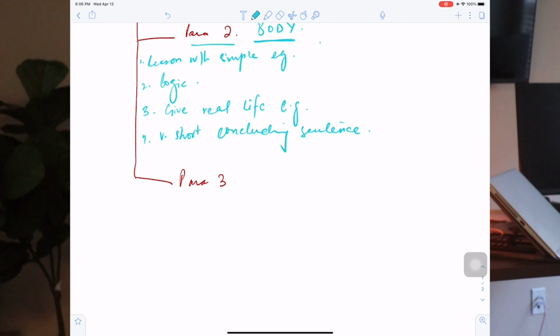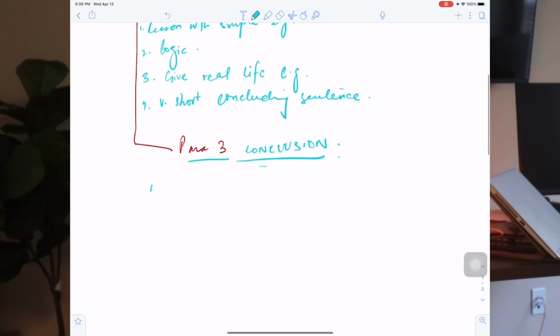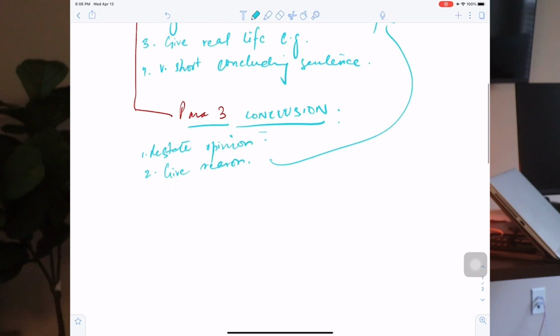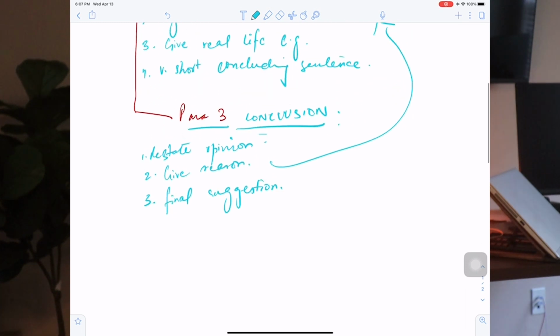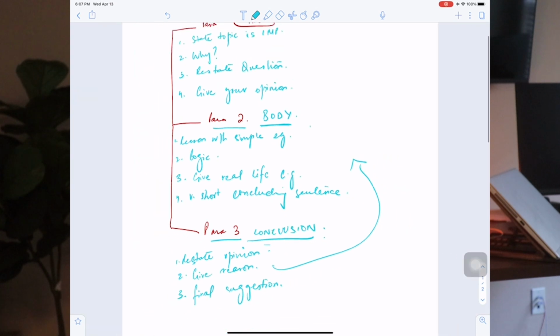And the last paragraph is going to be the conclusion of your whole essay. And in this one, you're going to restate your opinion in the first line. Then you're going to give your reason, the one that you already mentioned, but in a different terminology, and then provide a final suggestion as to what you think of the question that was being asked. And this is exactly how you're going to tackle question number 2 of the TOEFL writing section.